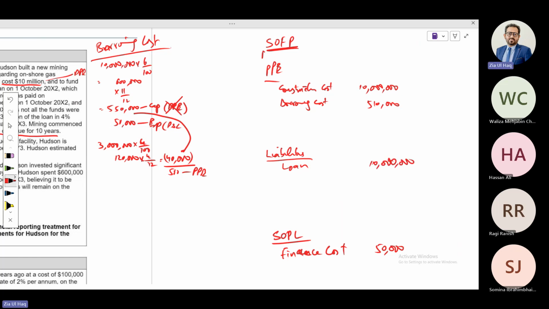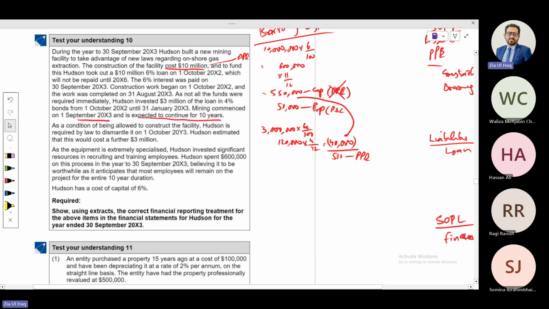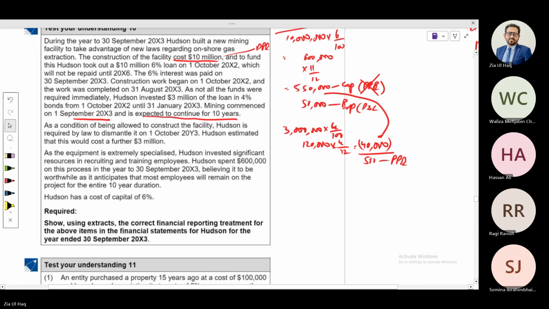This should be under assets. Out of these 3 million, they invested and they got back. So at year end, there is no investment. What is our year end? 30th September. During the year, they invested and they got back. At year end, is there any investment? No. Is it fine? Let's move to the next part, very important.